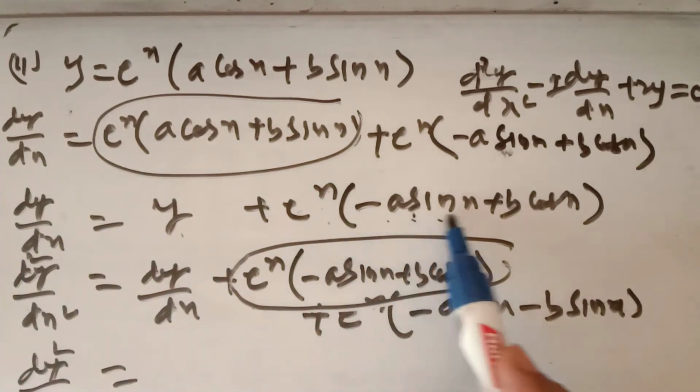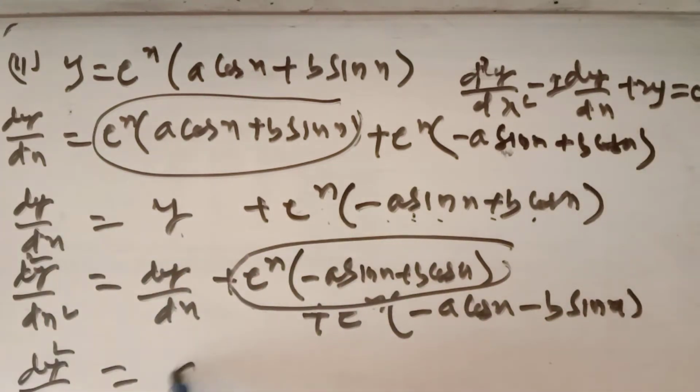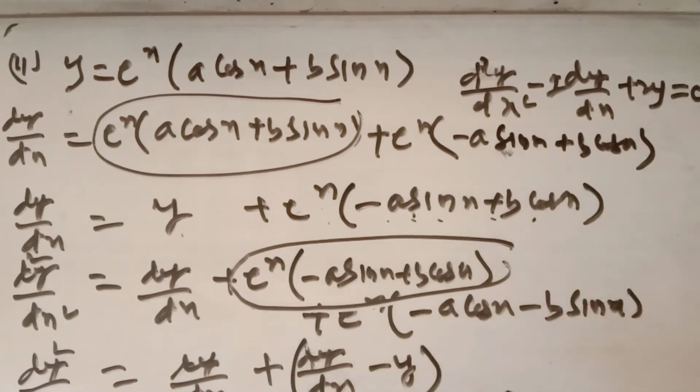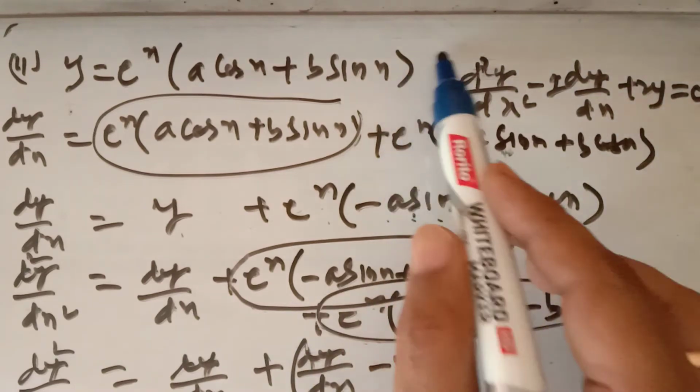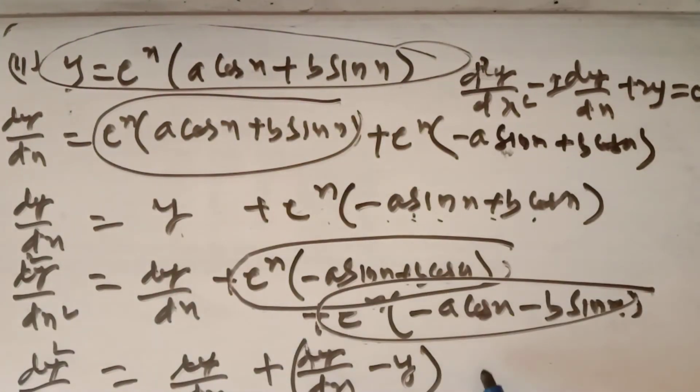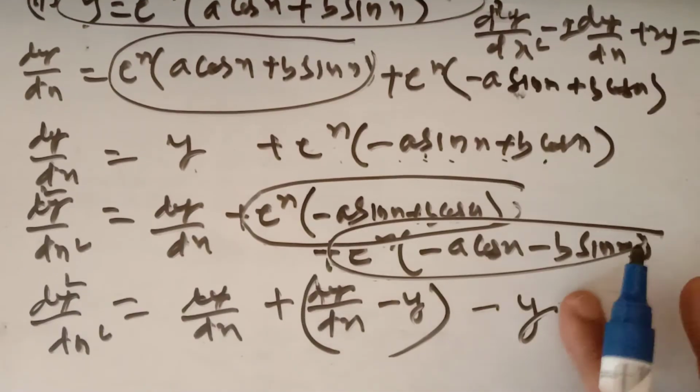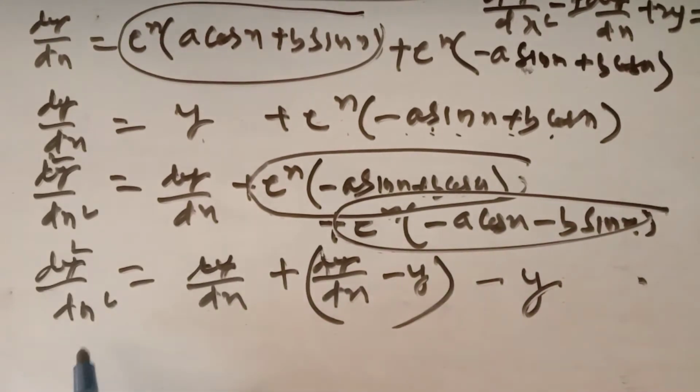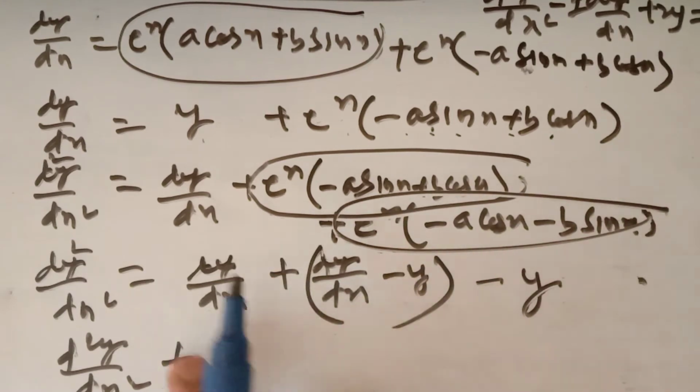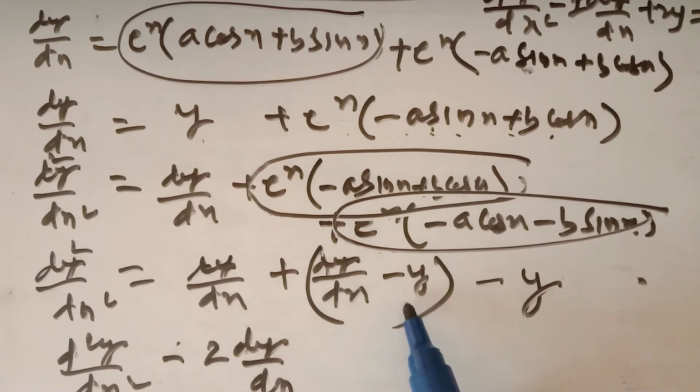e to the power x into (minus a sin x plus b cos x) is equal to the first derivative minus y. And if you see it very carefully, this is equal to this, that is minus y. Now if you take all terms to the left hand side, you will get the required equation. So it is the first derivative plus the first derivative, it is 2 times the first derivative, so minus 2 times the first derivative, minus y minus y, it is 2y, so plus 2y equal to 0.